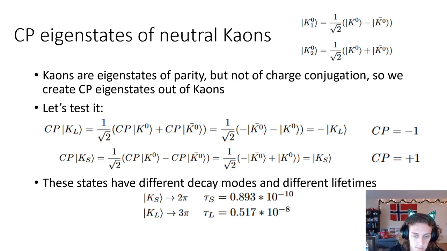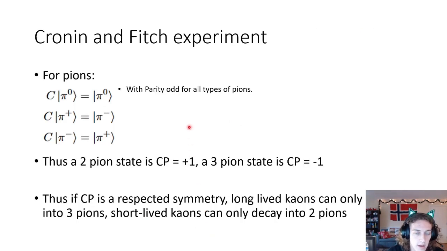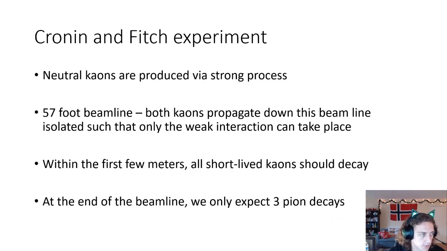If Kl has CP minus 1, and 3 pions have CP minus 1, CP is conserved. Ks has CP plus 1. The 2 pions have CP plus 1, meaning that CP is conserved. Now, that means that Kl can only decay into 3 pions if CP is preserved, and Ks can only decay into 2 pions if CP is conserved. So the aim of the Cronin and Fitch experiment is to basically test this, show if that's true.